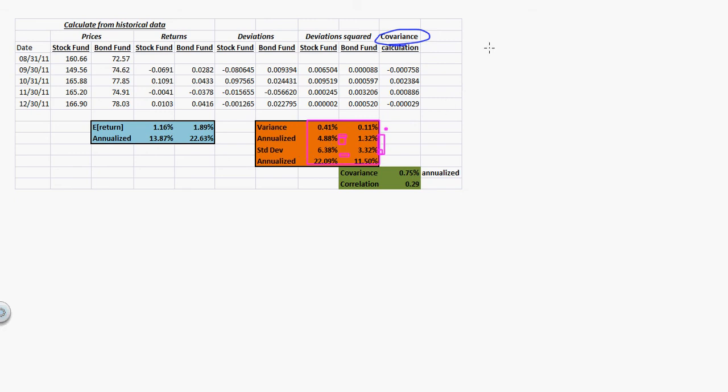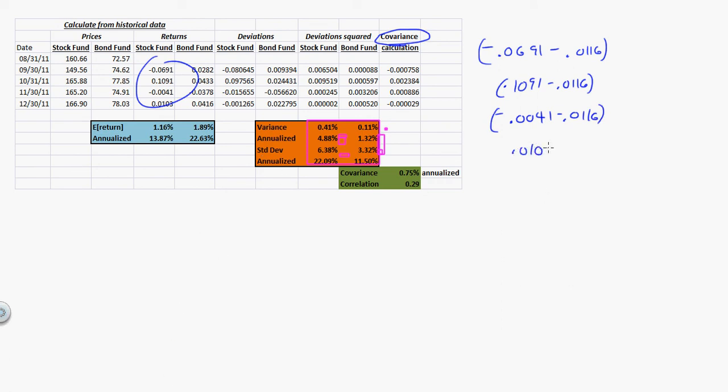You do the exact same thing you would do to get the variance of the stock fund, which is negative 0.0691 minus the average 0.0116, and then let me make sure I'm in the right spot. Not 0.1091 minus 0.0116, and minus 0.0041 minus 0.0116, and then 0.0103 minus 0.0116. So those are the deviations for the stock fund.